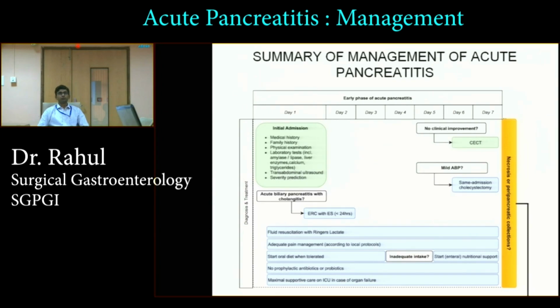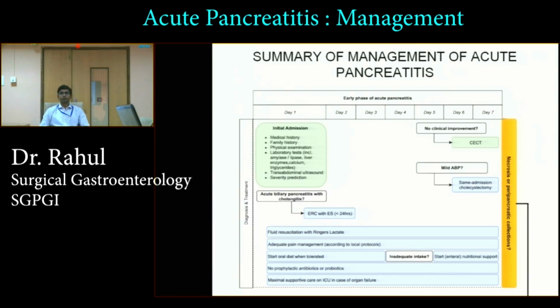And then once the patient is diagnosed with acute pancreatitis, we should go for fluid resuscitation followed by adequate pain management, and we should initiate nutrition as much as possible. Following this, we should try to stabilize the patient. If the patient is in ICU, in organ failure, we should try to grade the pancreatitis, whether it is severe acute pancreatitis or moderately severe acute pancreatitis.